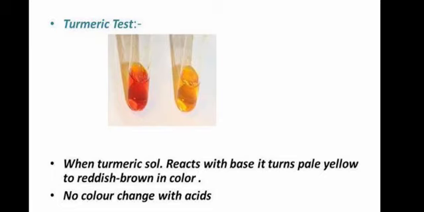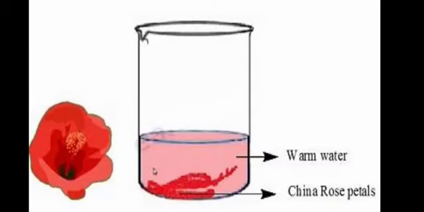Now next natural indicator is China rose. Collect some China rose, that is called gudhal in Hindi, petals, and place them in a beaker. Add some warm water. Keep the mixture for some time till water becomes colored. Use the colored water as an indicator.